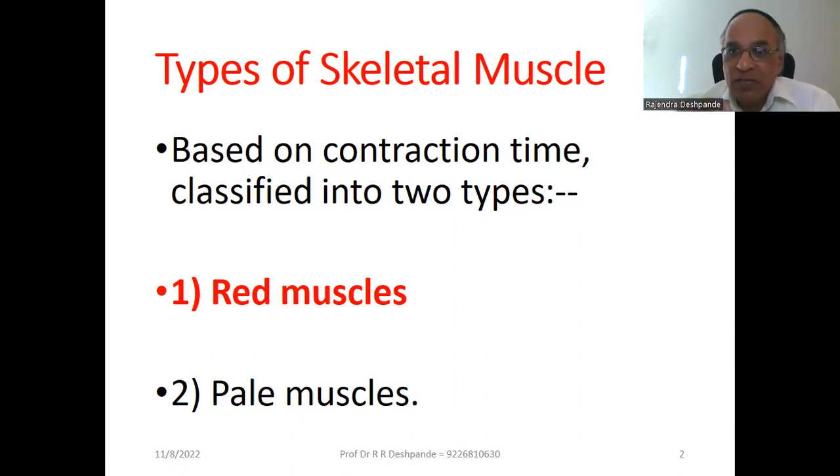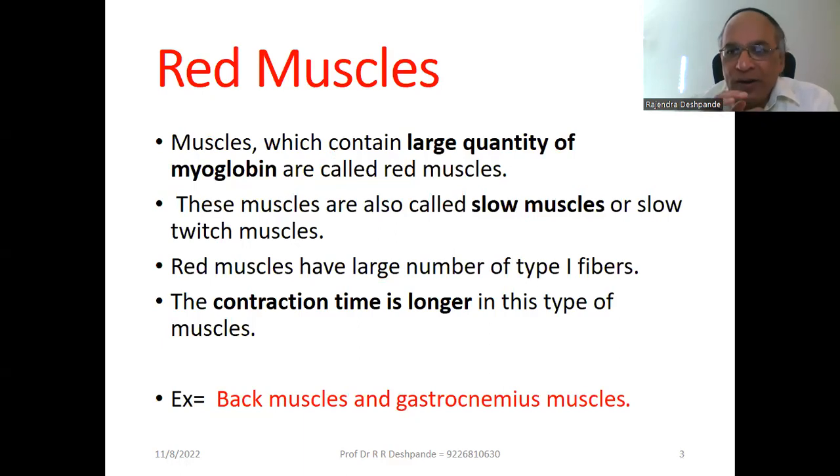What are the red muscles, what are the pale muscles, and why are they called like that? Okay. We will discuss red muscles. Muscles which contain a large quantity of myoglobin. As you know, there is a red pigmented protein in the blood. What is the name of the red pigmented protein? That is hemoglobin. Globin is a protein, heme is blood. Okay, hemoglobin, the protein in the blood.